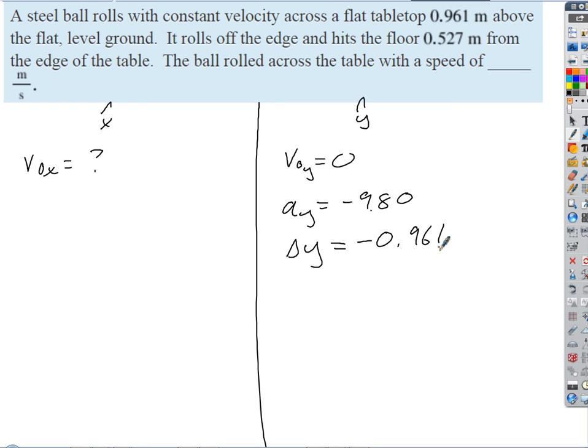Okay, really all we need to know is time, once again, isn't it? If we knew the time, that would be useful over here. What do we know in terms of the x's? We're trying to find the initial velocity, but what do we know? Delta x. What's delta x? Yeah, positive 0.527. It's going to fall off the table and it's going to move sideways that far before it hits the ground.